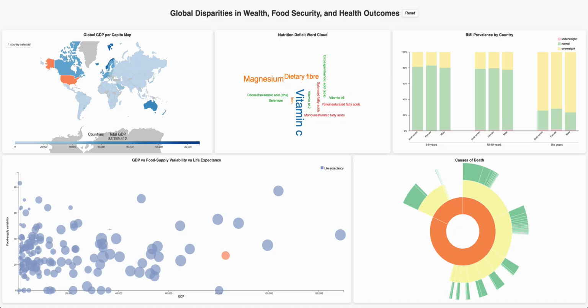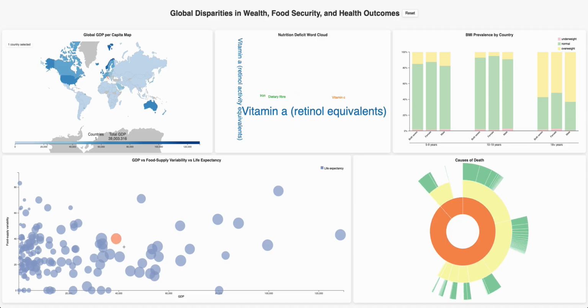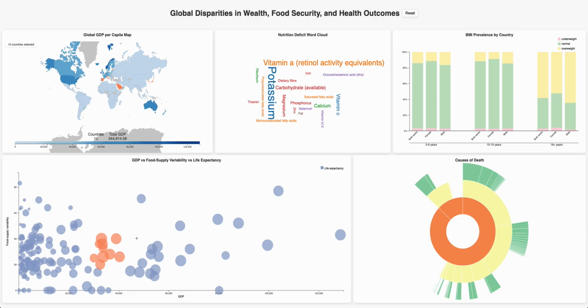There is an interaction here too. For example, you can see which bubble means which country. This one is Italy, and it shows the GDP, the variability, and the life expectancy index. Users can also select by brushing it and link all of the other charts for that certain country, and you can also choose multiple countries by doing this.